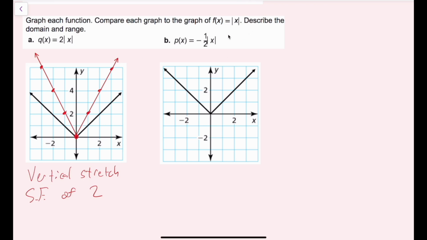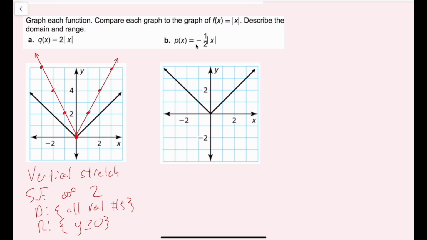Now, I need to describe the domain and range. Domain, all real numbers, because I can plug in any number here. And my range is going to be, well, my lowest y value is still 0, so it's going to be y is greater than or equal to 0. Now we're done with this one.